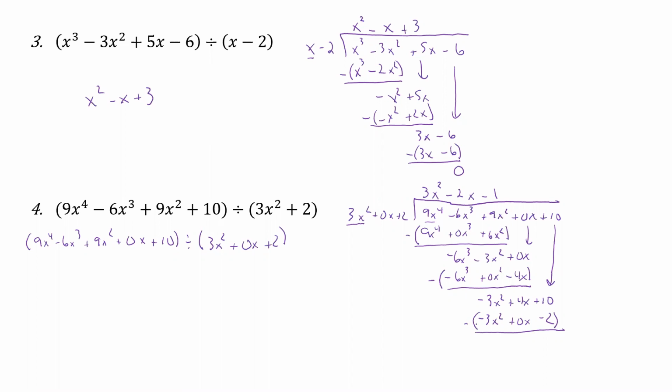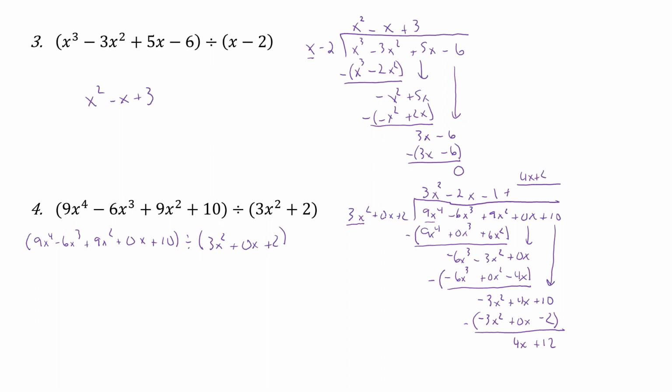All right, so we subtract that off. So minus 3 plus 3 is 0. 4 minus 0 is still 4x. 10 minus a minus 2 is going to be plus 2. So 10 plus 2 is 12. And so now what we do, we take that whole thing, 4x plus 12, all over our divisor.